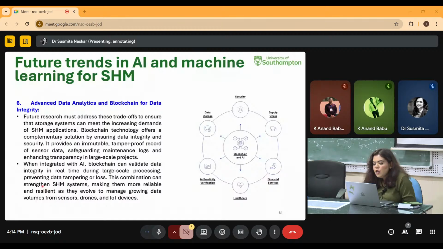So this synergy between AI and blockchain strengthens the SHM system a lot, making it more reliable, more resilient, and more transparent, even as it scales to handle growing data volume from multiple sources. So in short, blockchain technology can become a cornerstone for secure, trustworthy, and future-proof SHM systems.